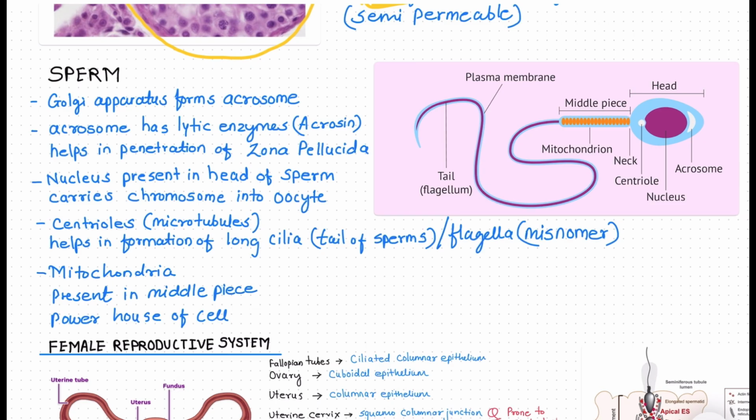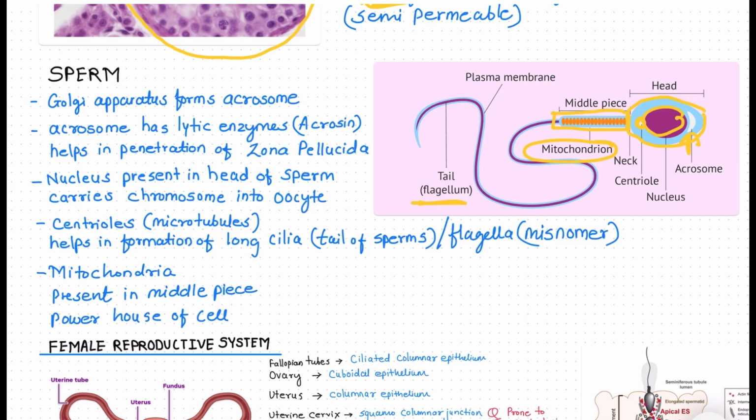Let's see the structure of sperm. So this is the sperm. It has a head, which has acrosome at the apex, a big central nucleus, and then centriole at the end near the neck. Then you can see this neck piece, this neck. After that there is a middle piece which joins head and tail. What is between head and tail? The middle piece, and the middle piece is formed of mitochondria.